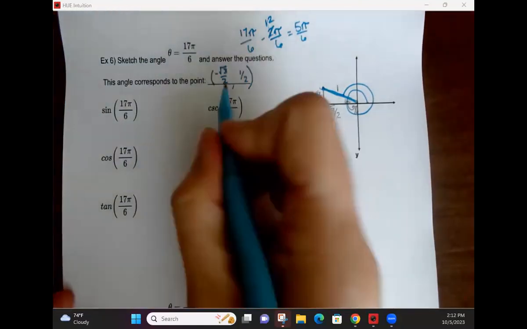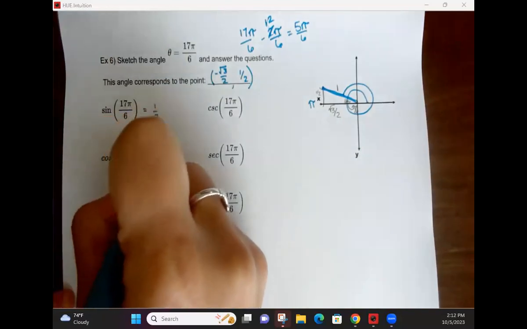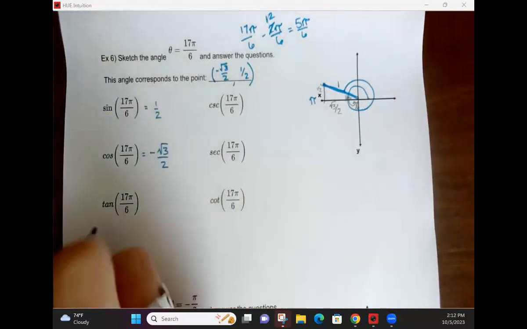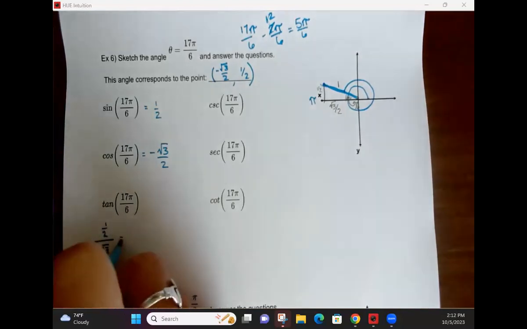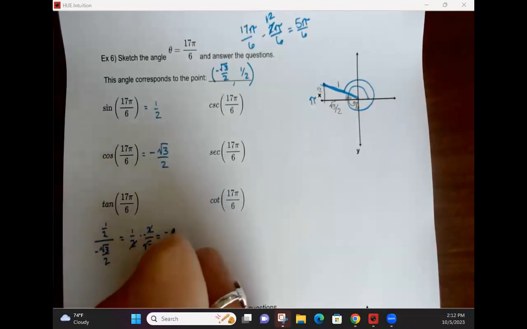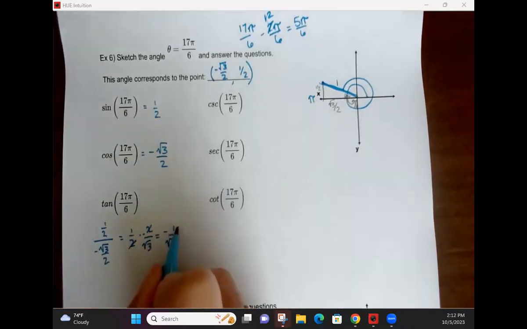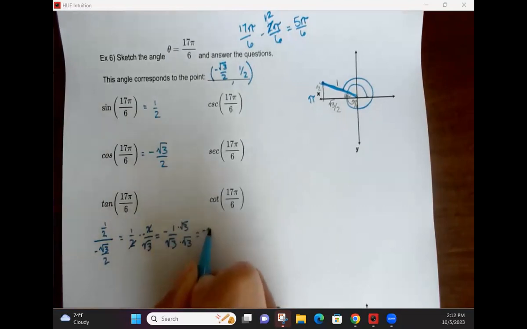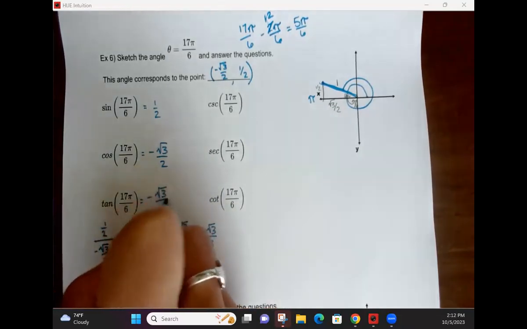Now sine and cosine are easy. Sine is 1/2. Cosine is negative root 3 over 2. Tangent is sine over cosine. So we would have 1/2 times -2 over √3. The 2's are gone, and we've got -1 over √3, but we're not going to leave it like that. We're going to rationalize our denominator by multiplying the top and bottom by square root of 3, and we get -√3 over 3.